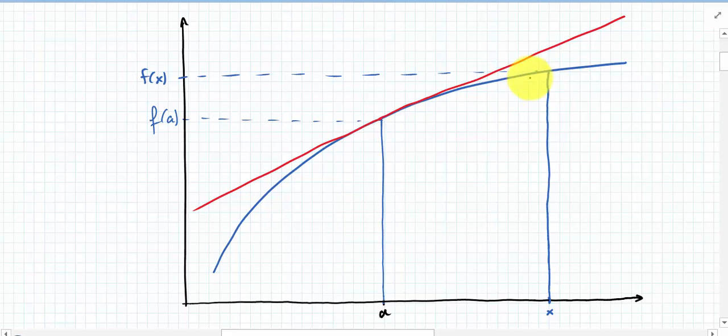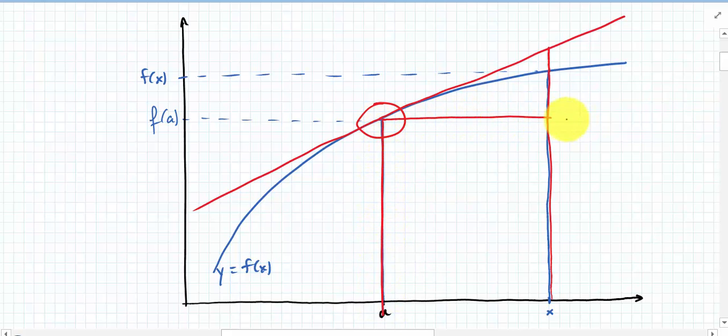But instead of following my function and getting the exact value, I'm going to follow my tangent line. I'm going to look at this output right here. I'm going to follow the tangent line to evaluate f of x. How can I do this? Well, this is a tangent line at the point A, f of A. So we go to f of A. This is f of A right there.